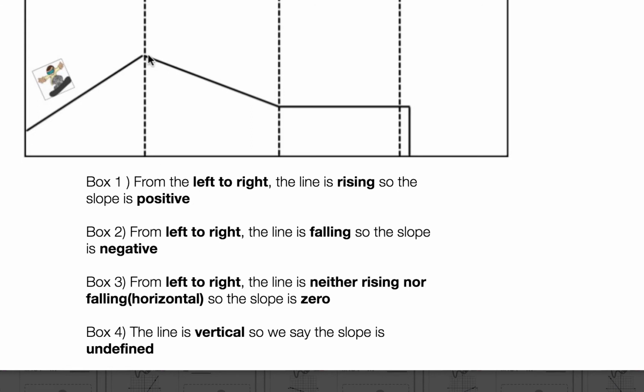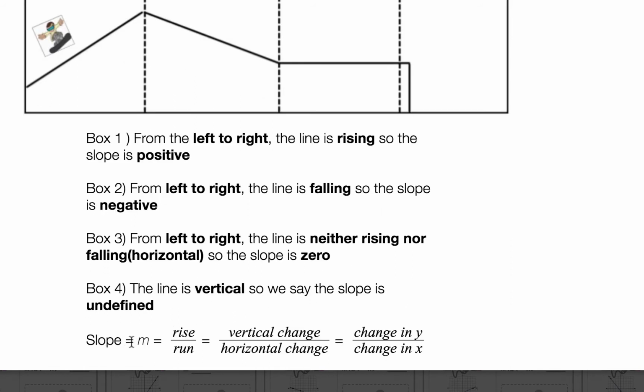If you look at this part right here in the second rectangle, from left to right, the line's falling, so the slope is considered negative. On this one, it's not rising or falling, so we consider that to be a zero slope. And then if it just dips like this, like it's a big cliff, we consider that undefined.